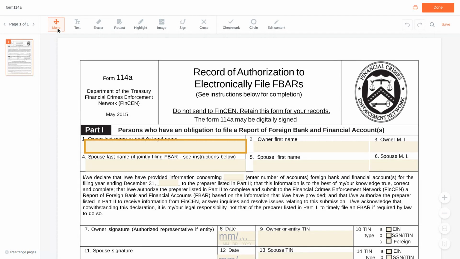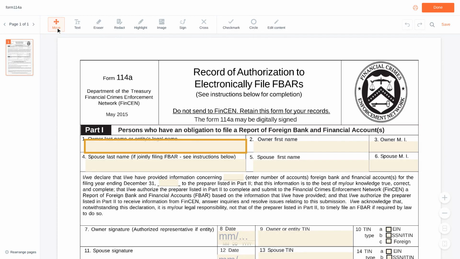FinCEN Form 114A is the record of authorization to electronically file FBARs. The FBAR, or Report of Foreign Bank and Financial Accounts, is the annual report filed with FinCEN when you have a financial interest in or signature authority over foreign accounts totaling more than $10,000.